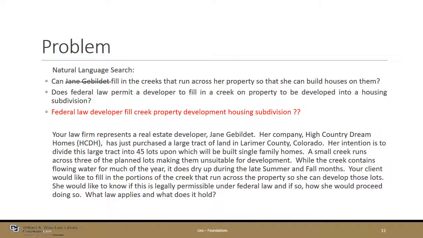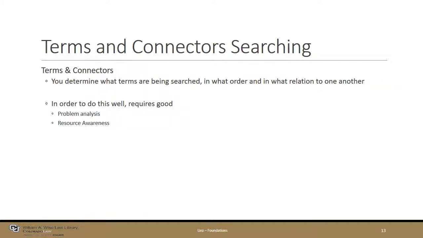We could even improve it. Perhaps we can improve it, and eliminate all the little words in between, right? All the connecting words, and maybe express this as: federal law, developer, fill creek, property, housing subdivision. Maybe that's all we need for a natural language search, since the system would anyway only parse those search terms and not all the A's, the T's, the N's, etc.